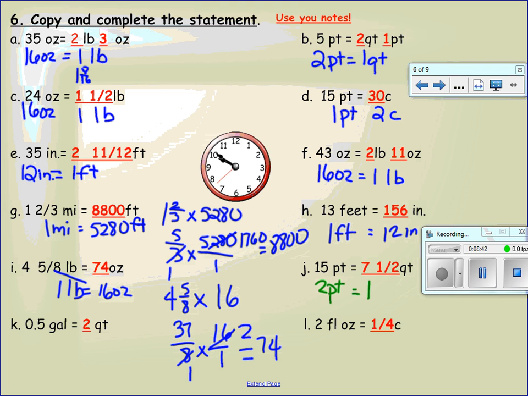In K, 0.5, which is half a gallon of milk, has 2 quarts in it. And in L, I know that there are 8 fluid ounces in 1 cup. So 2 divided by 8, you can actually put this in a fraction, 2 over 8. Reduce it to 1/4 cup. So if I have 2 fluid ounces, that is equal to 1/4 of a cup.